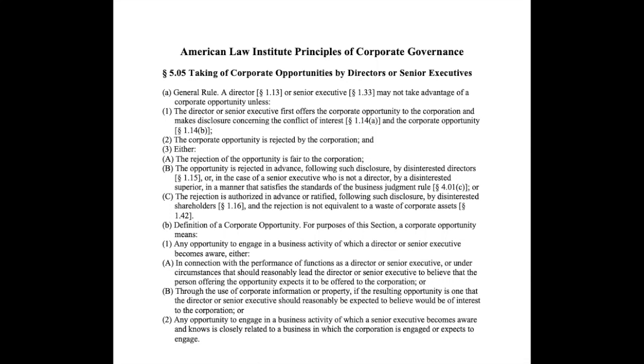Okay, importantly then, subsection B2 says some other things can be corporate opportunities, but notice that subsection 2 only applies to senior executives and not directors. So any opportunity to engage in a business activity of which a senior executive becomes aware and knows is closely related to a business in which the corporation is engaged or expects to engage is a corporate opportunity. So the ALI principles here are being a little bit harder on senior executives than on directors. That is, a senior executive can be under an obligation to disclose things to the corporation under subsection A, even though it wasn't brought to them in their official capacity, and even though they didn't misuse corporate resources, so long as they know it's closely related to a business in which the corporation is engaged or expects to engage, they have to follow subsection A.